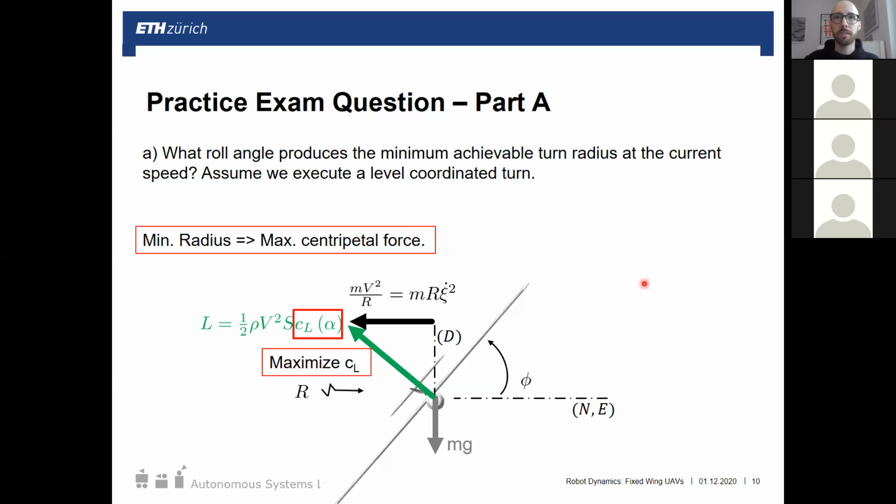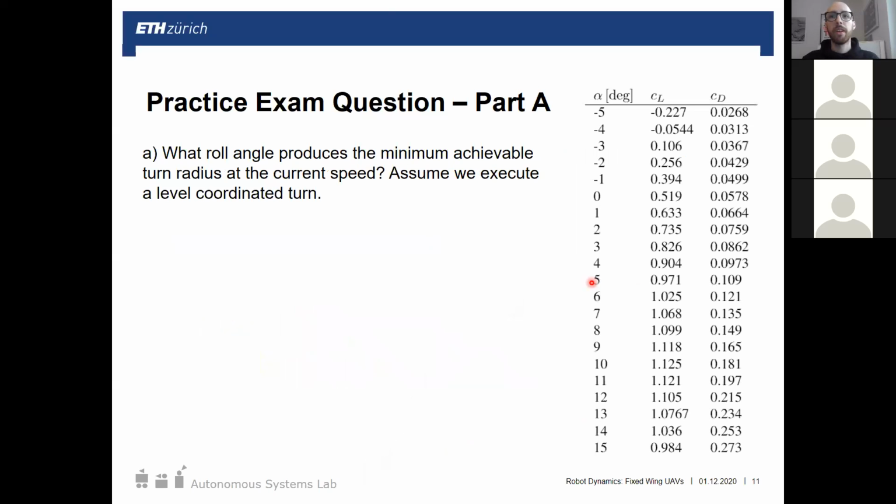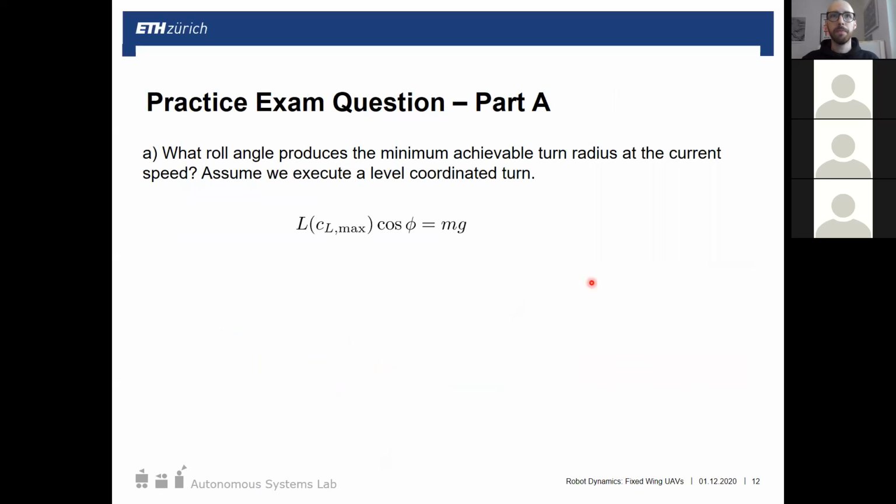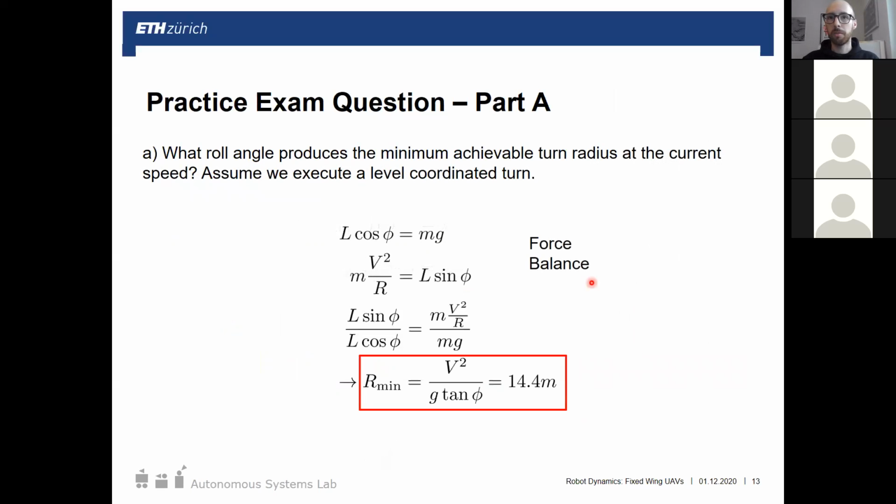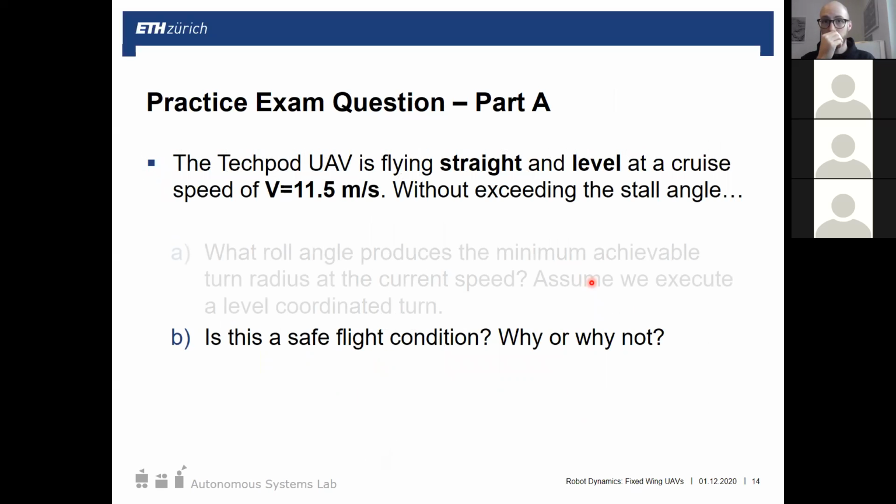Okay, so then let's maybe move on. So what did we do? We did part A here. So now we've already gotten to our minimum turning radius with all these assumptions. So then part B, and I think Marco will probably give out some practice exams at some point before the exam. This is probably a question you will see on the fixed-wing part in every single practice exam, at least in some form: is this a safe flight condition, and why or why not?